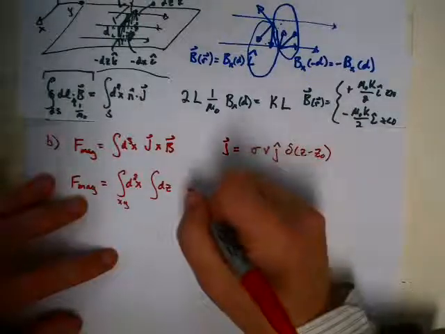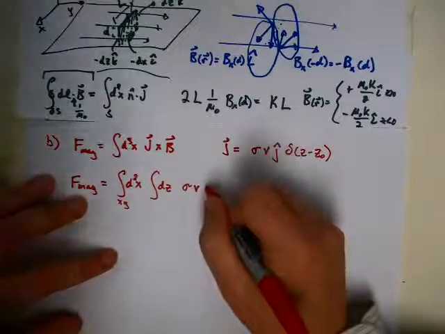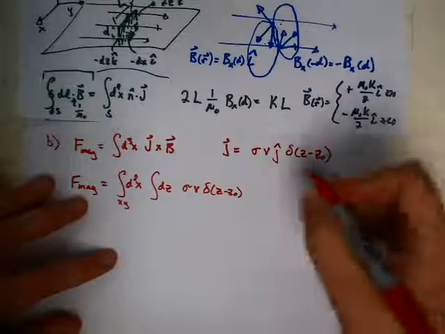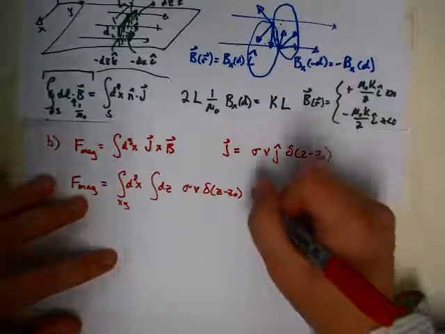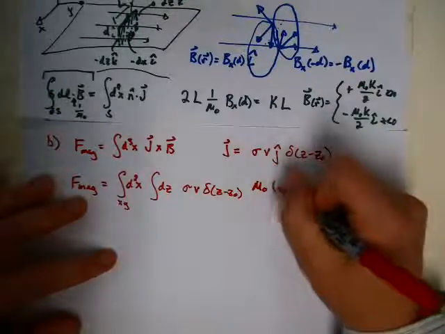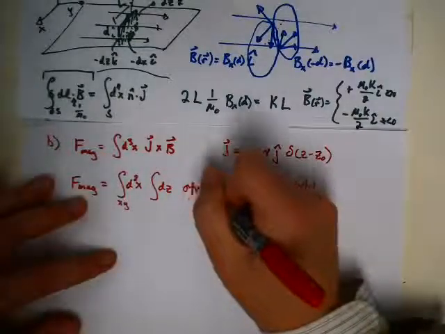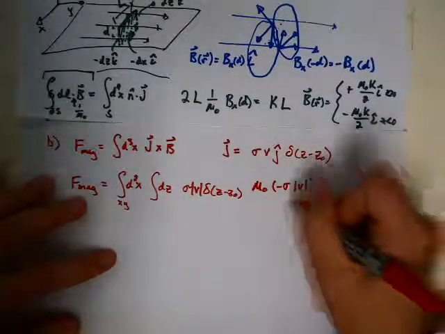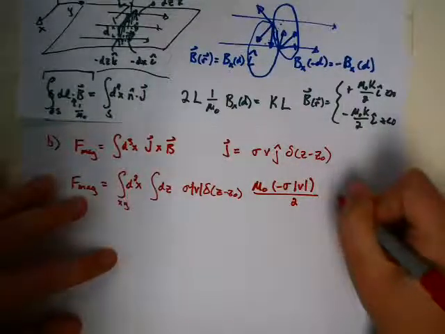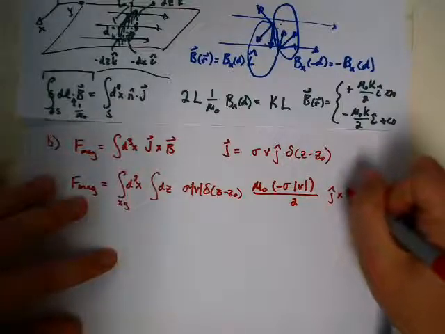Now for the j, I'm going to have sigma v times this delta function of z minus z naught. For the b, I am above the plate, so I'm going to get a positive mu naught, and then the k is minus sigma v over 2, and I still have left over from the j, I have a j hat cross an i hat.